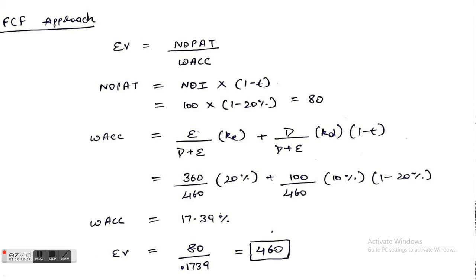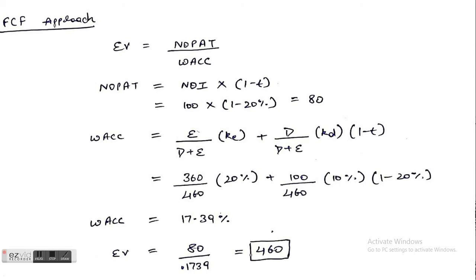Let's quickly calculate the weighted average cost of capital now. The formula, as you can see on the screen, is already stated. We simply need to plug in the values and the WACC will come out to 17.39%. If you now try to calculate the value of EV with the above mentioned formula, you will get the same value, which is 80 divided by 17.39%, and it gives you 460.